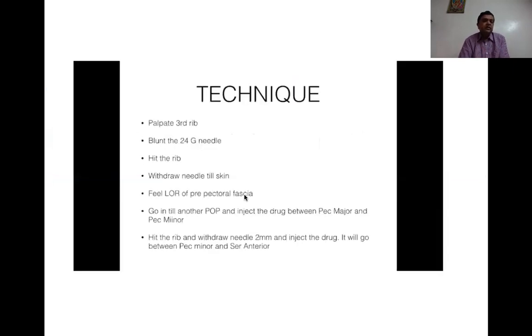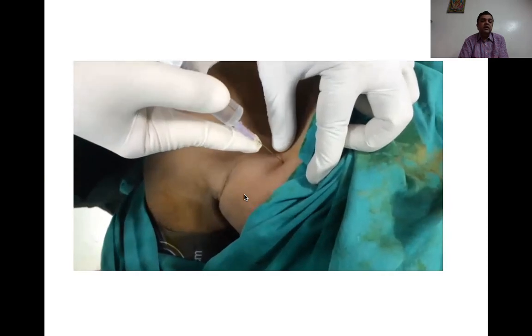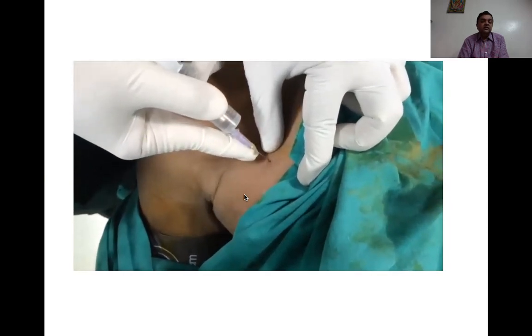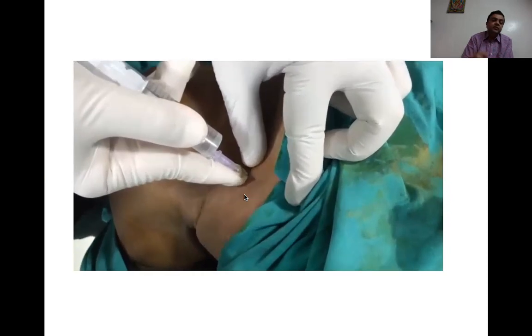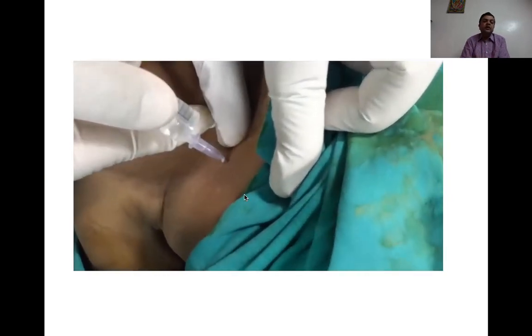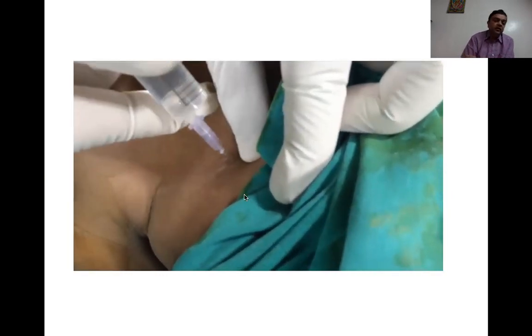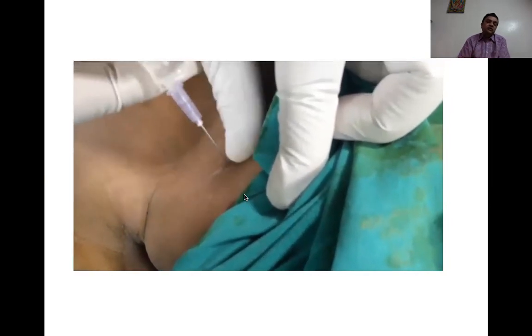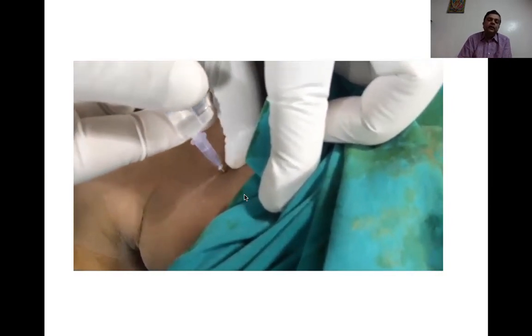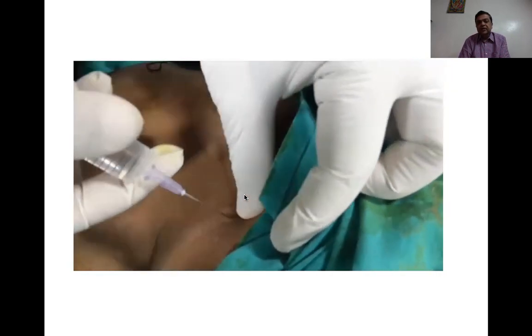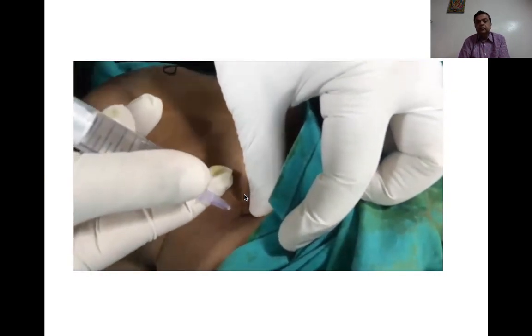Palpate the third rib, blunt the 24 gauge needle, hit the rib, withdraw the needle tip till skin, feel LOR of the pectoral fascia. Then at the second resistance, you will be between pec major and pec minor, so it becomes your PECS 1. And after hitting the rib, withdraw a bit and inject the drug, where you will be between serratus anterior and pec minor, so it becomes your PECS 2.